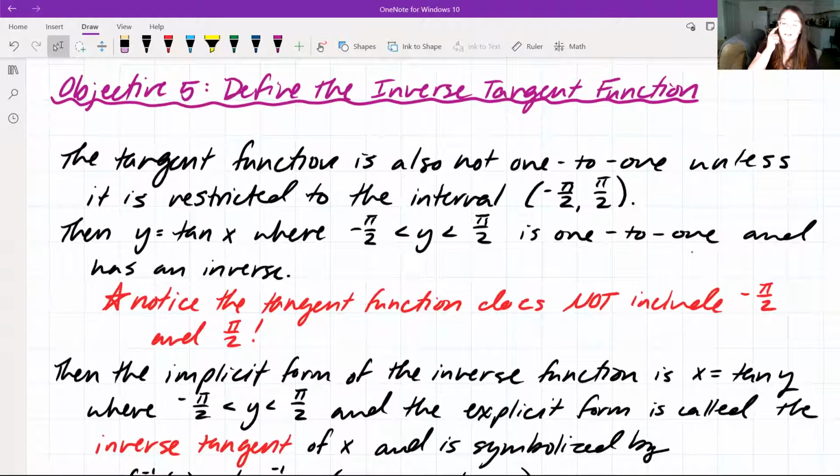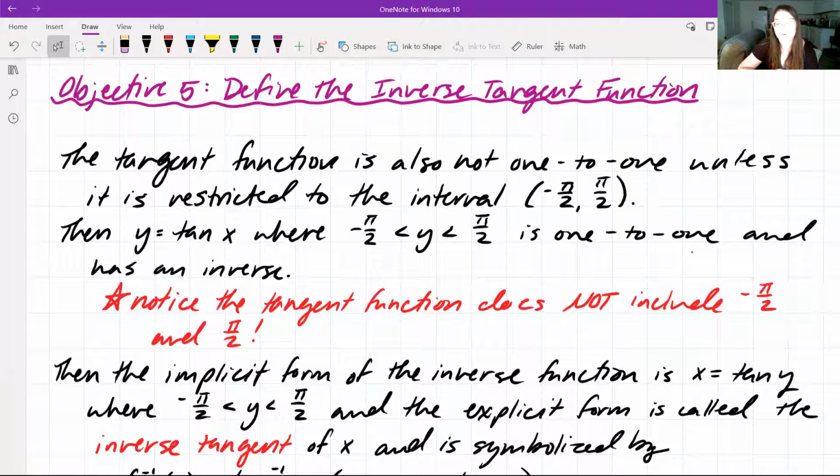All right, objective 5, we want to define the inverse tangent function. Now we're defining the inverse tangent function as opposed to sine or cosine. The tangent function is also not one-to-one unless it's restricted on the interval from negative pi over 2 to pi over 2. So tangent is going to have the same interval as sine. Then y is equal to tangent of x, where x is between negative pi over 2 and pi over 2, not equal to negative pi over 2 or pi over 2. x is strictly greater than negative pi over 2 and strictly less than pi over 2.